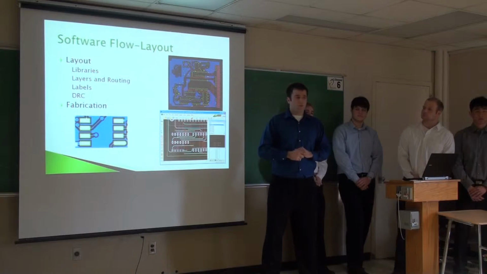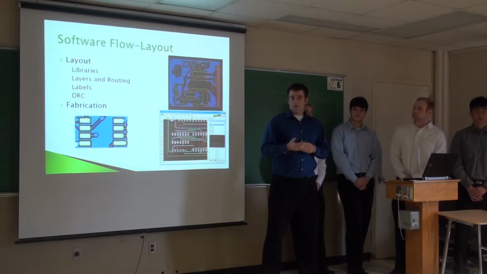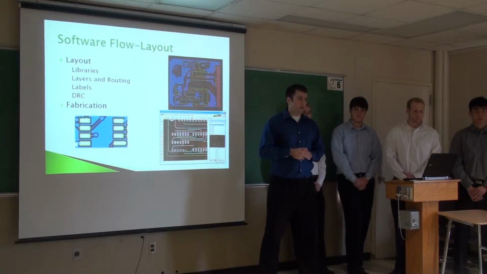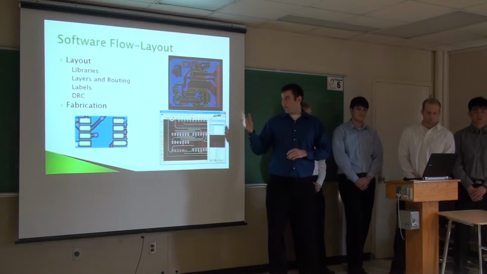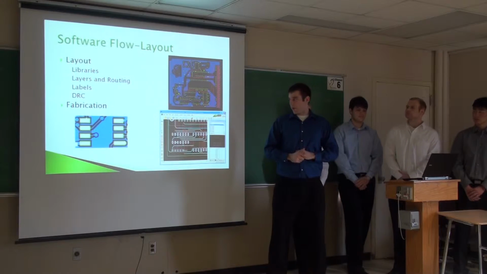After everything's labeled, you run the DRC. This is a design rule check. It makes sure that traces aren't overlapping, they're not too close together, so electric signals can't jump between them. And then after everything's working and functioning properly, you can send it off to fabrication.